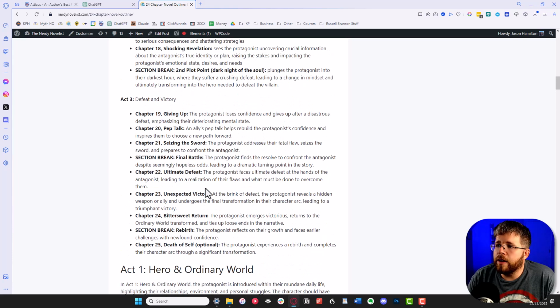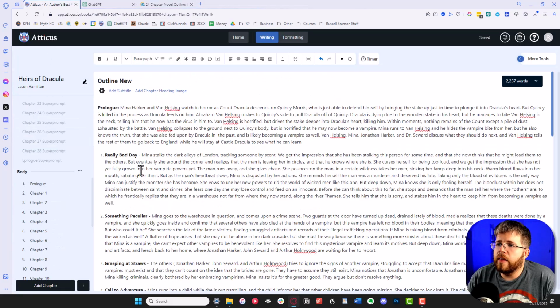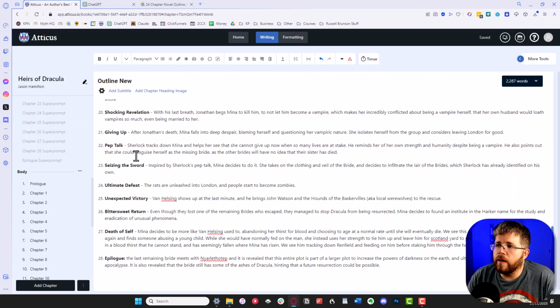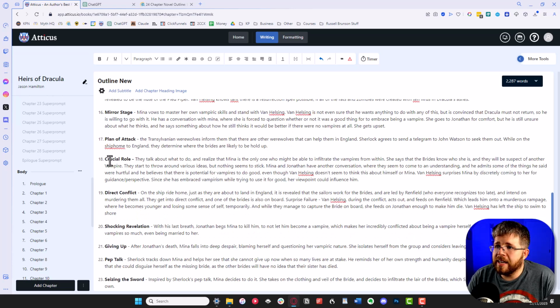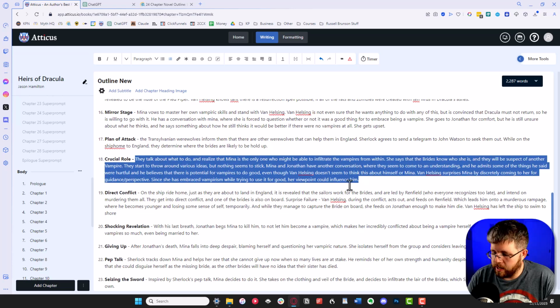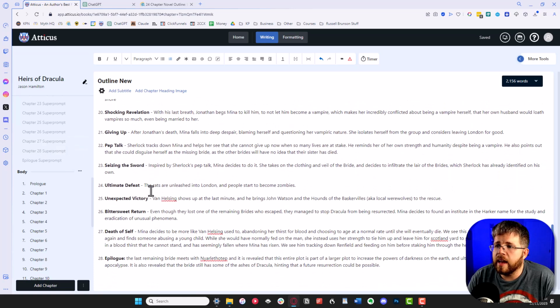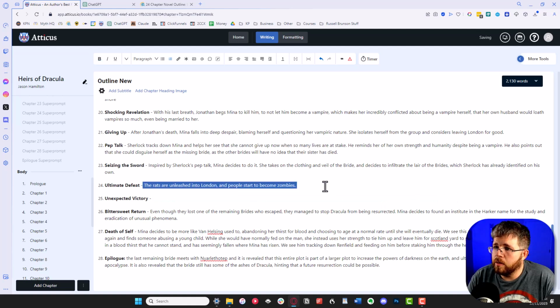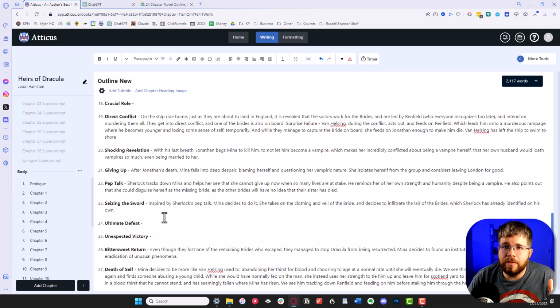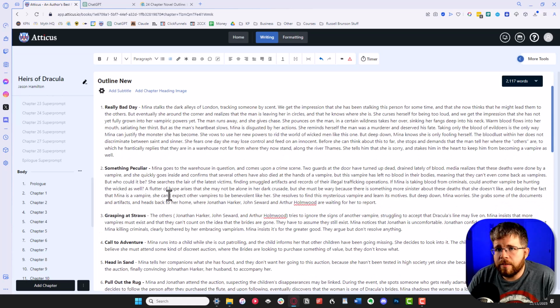So let's just say that instead of this outline that we have so far, we have a couple of pieces missing. And this is actually what happened as I was developing this outline. One part in particular is I really didn't know what the crucial role section should be. So let's just leave that blank. I also had very little idea of what the unexpected victory would look like, what the ultimate defeat would look like, just some elements of the climax that I wasn't sure about. But I had a lot of it fleshed out already.